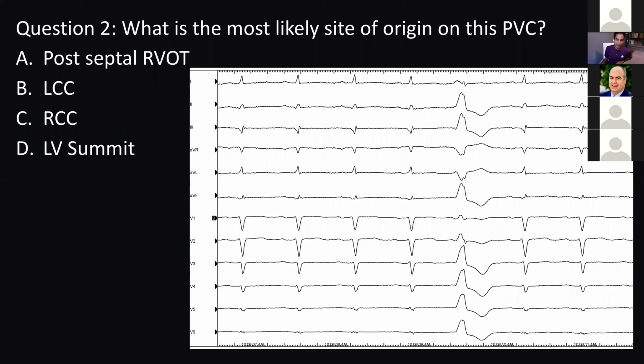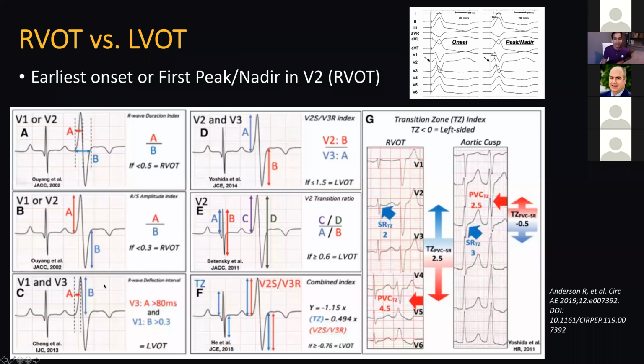So it's tricky here. The answer is left coronary cusp, and I'll show you some of the ECG features that we'll discuss in a second. The reason I also know this is because that's where we mapped it. This was one of my cases. That's where we ablated, and that's where we had the best activation times. So that's why I think that's the answer here.